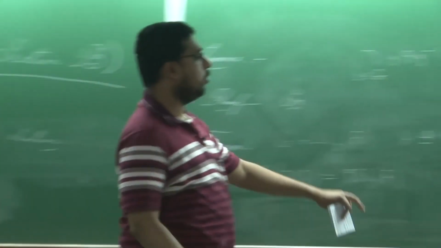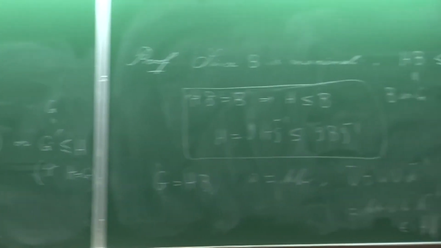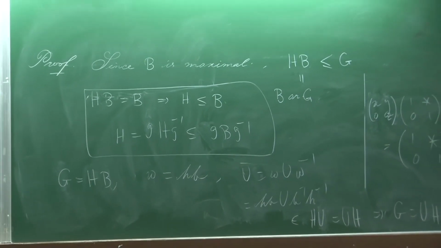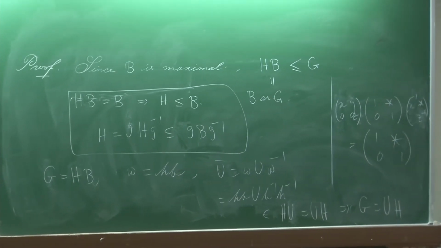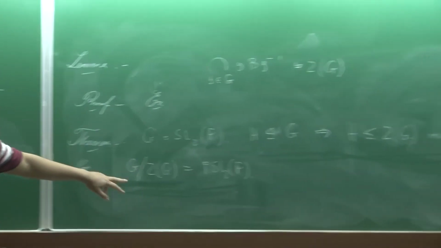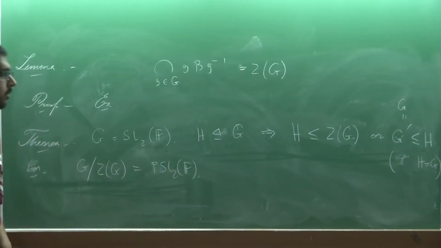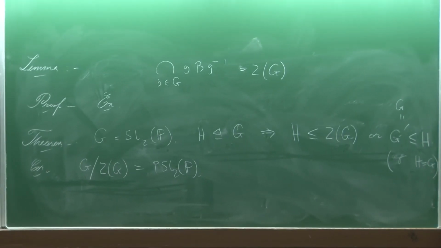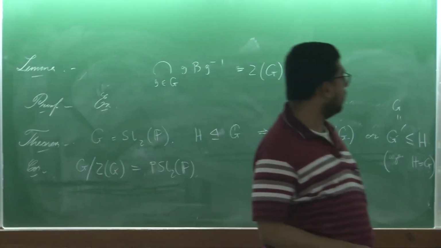That is what we want to prove, and we already argued that when F has sufficiently many elements, this is the same as saying H equals G. So, that shows the only normal subgroups of this are the trivial ones and the whole PSL2. This proves the simplicity of PSL2. Okay. So, with that I will finish this lecture.